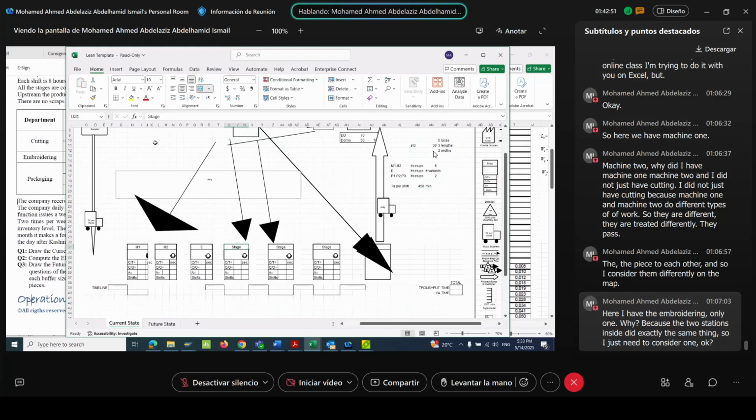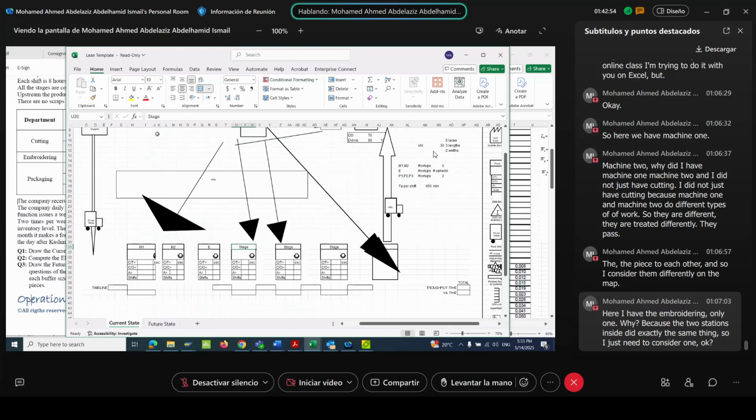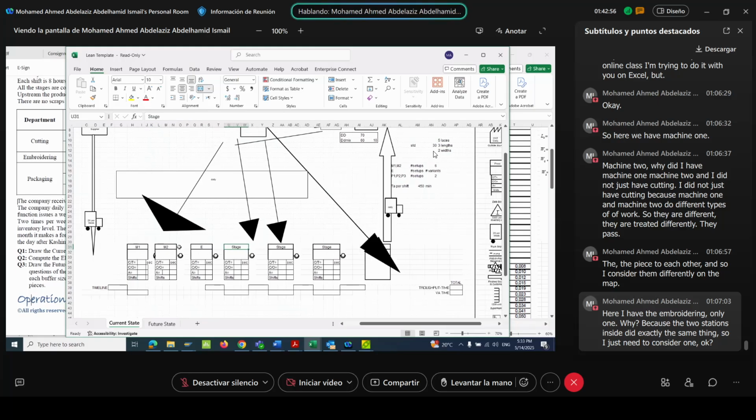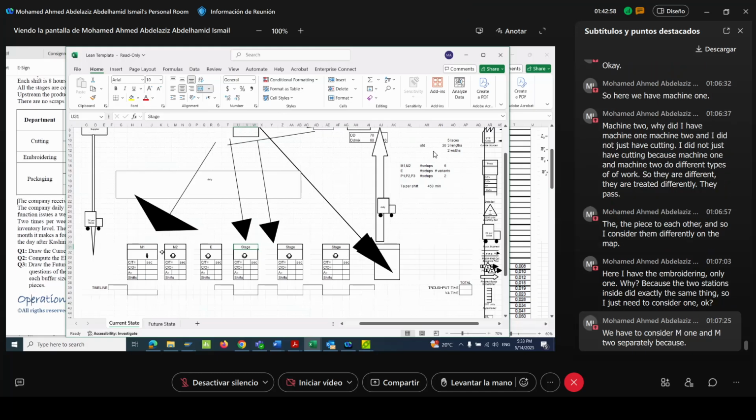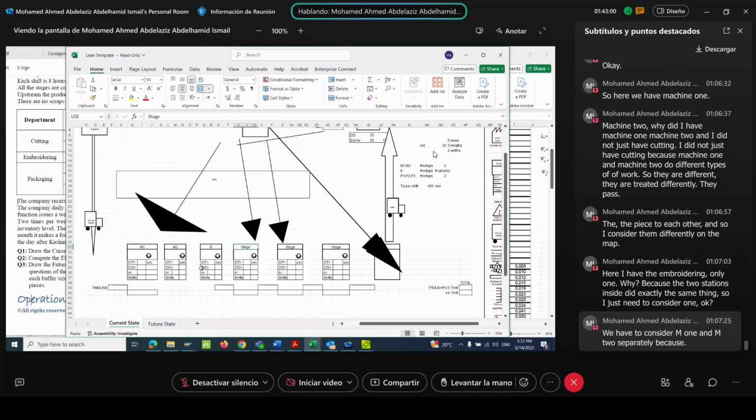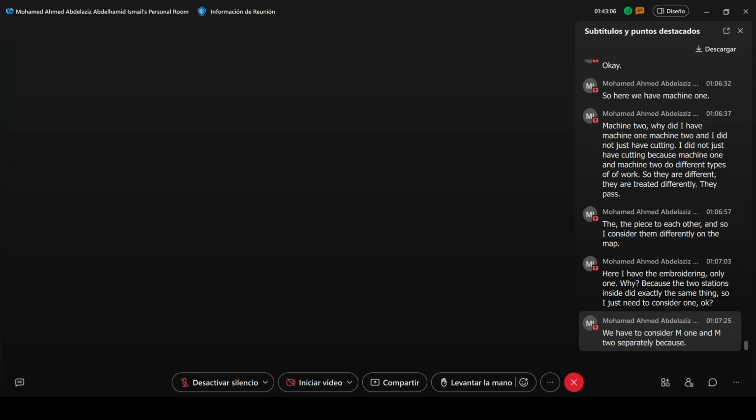We have to consider M1 and M2 separately because they do different types of work. And then we have P1 packaging, P2, P3.